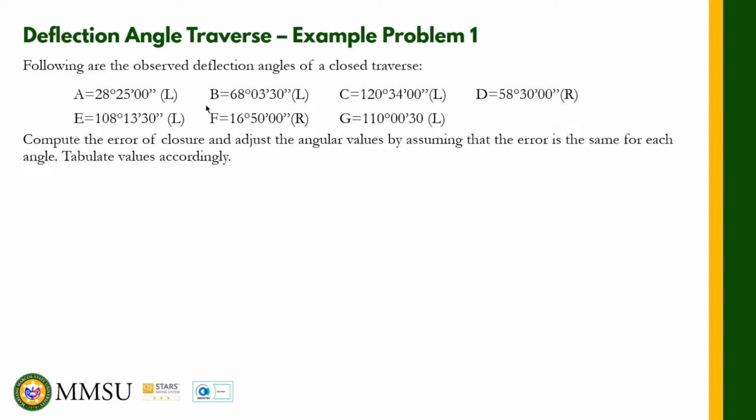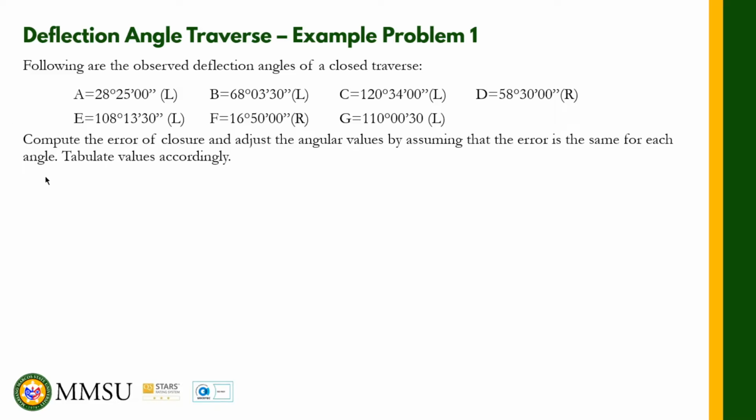We have here 7 deflection angles. We need to get the sum of the angles to the left and the sum of the angles to the right, and then subtract, and the difference should be equal to 360 degrees. If it's not equal to 360 degrees, there is an error of closure. The difference between 360 degrees and the difference between the right and left deflection angles is the error of closure. We shall solve that one first.